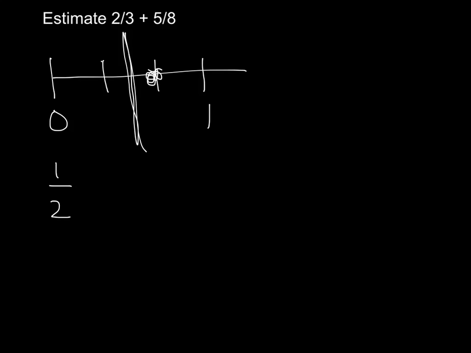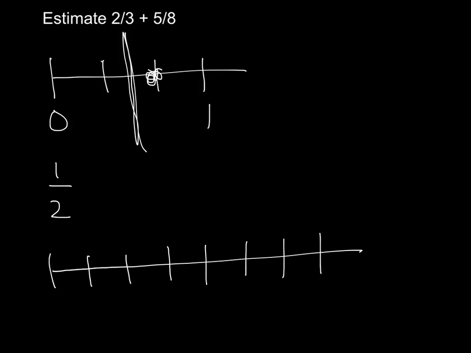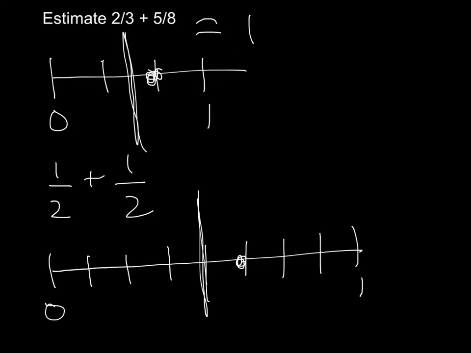Then we have the 5/8, so I have 0/8, and I write 1/8, 2/8, 3/8, 4/8, 5/8, 6/8, 7/8, 8/8. So that's 1 whole. This is 0. This is a half. 5/8 again is closer to a half, so I'm going to do half plus a half. So I'm thinking my answer is going to be approximately 1. However, I know it should be bigger than 1 because on both of those I rounded down.